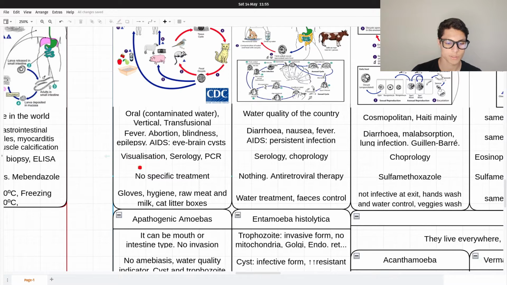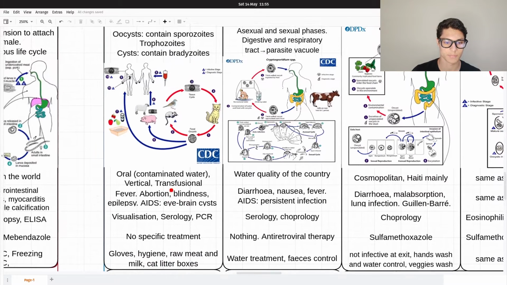The diagnosis is through visualization of the parasite, serology or PCR. There's no specific treatment for this, and the prophylaxis is gloves, hygiene, controlling raw meat and milk, especially for pregnant women, and the cat litter boxes, very important.